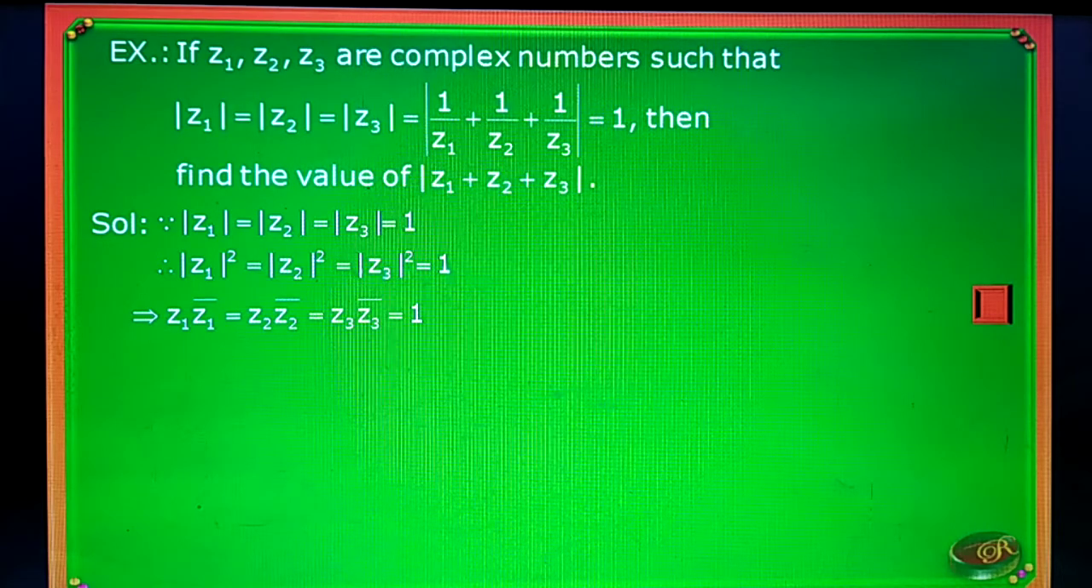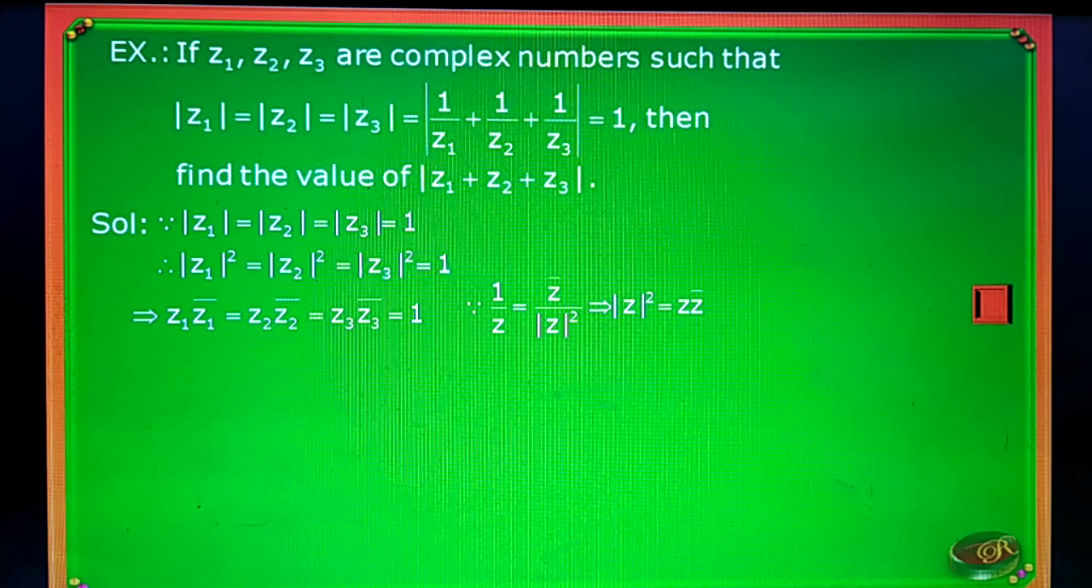Because 1 by Z is equal to conjugate of Z divided by square of modulus of Z. Implies square of modulus of Z is equal to Z into conjugate of Z. Next up is conjugate of Z1 is equal to 1 by Z1. Conjugate of Z2 is equal to 1 by Z2. And conjugate of Z3 is equal to 1 by Z3.